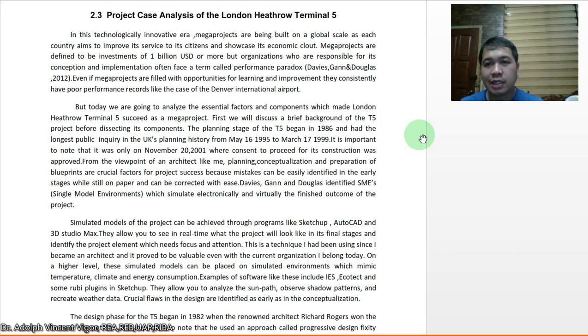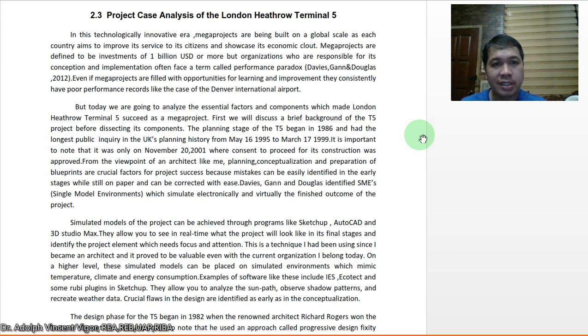So for this week, the prelims, let's look at a project case analysis of the London Heathrow Terminal 5 project. This is one of the writings that I submitted when I was studying for my master's, my postgrad diploma in project management at the University of Liverpool. So let me read this.